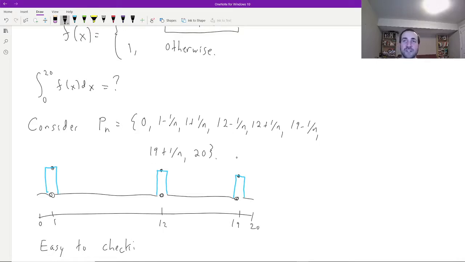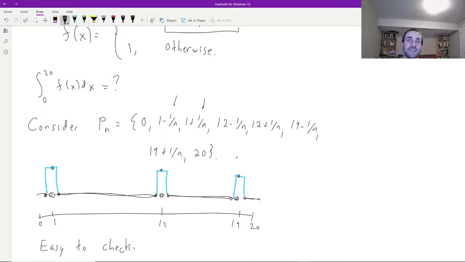So what is our partition going to do? Well, we're going to consider the partition Pn, which goes from 0 to 1 minus 1 over n, so just before the first bad point, and then starts again at 1 plus 1 over n, so just after that bad point, and continues on until just before the next bad point, and just after the next bad point, and so on and so forth. Why did I write down this partition besides the fact that it's going to work in the next couple of seconds?